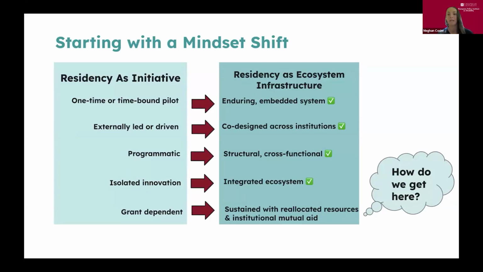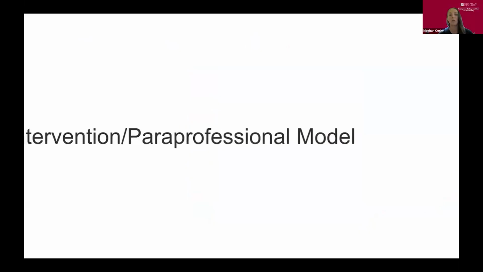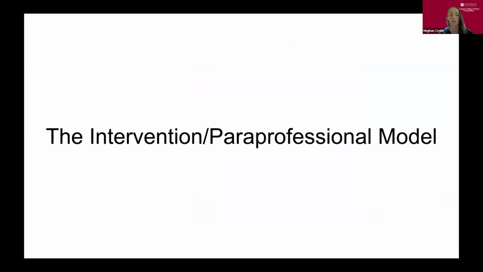So in these models, there are several different sustainable models. In this paraprofessional model, we're really looking at starting with a mind shift around residency, where we're embedding it into the school system. We're looking at embedding these credential opportunities into the school system ecostructure. And that requires some really creative thinking about how we design these residencies and the roles of our residents in schools.